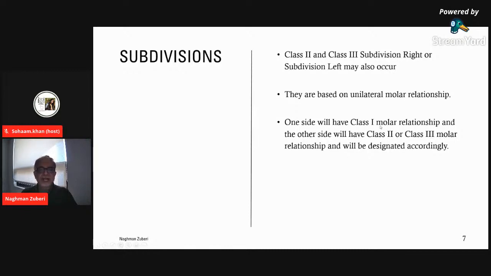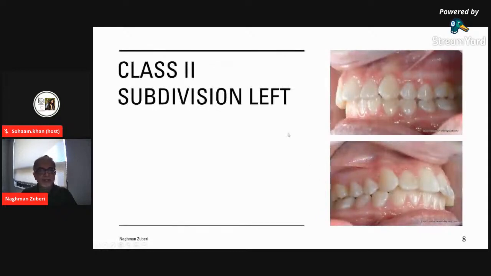One side will have class 1 molar relationship and the other side will have class 2 or class 3 molar relationship, and that will be designated accordingly. Usually it is because of crowding, or it could be because of premature loss of the deciduous teeth. So over here in this case, we can see that it is class 2 subdivision left.